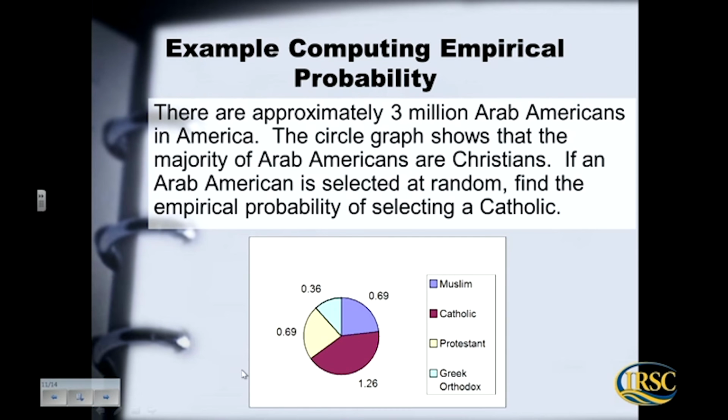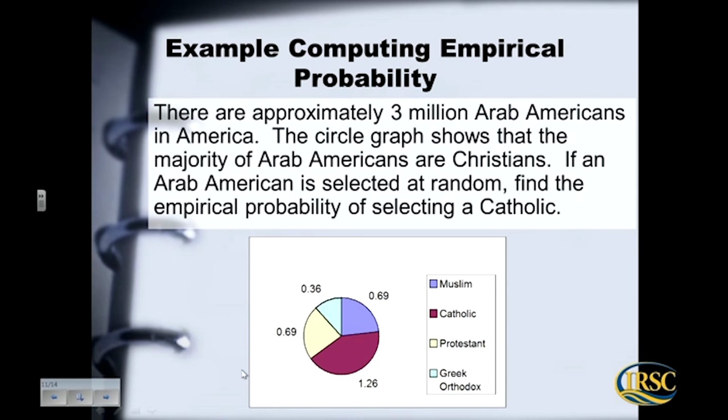We have this group is Muslim, that's more of a purplish blue. This maroon color are those that are Catholic. The yellow are those that are Protestant, and that light green there is Greek Orthodox. And in case you're not familiar, sometimes these problems can be a little confusing if you're not real familiar with religion per se. But Catholic, Protestant, and Greek Orthodox are all Christian religions, just different denominations. But they want specifically the probability of selecting a Catholic.